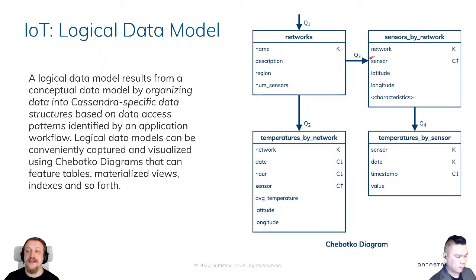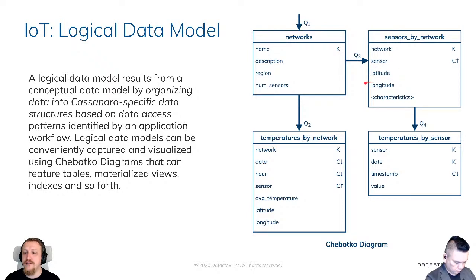Then we have here sensor, and sensor is a clustering column, and that's an important thing. Why do we need a sensor here? For two reasons. First of all, we need to ensure uniqueness. If we had only the network part of the key, then we would be able to have only one sensor per network. But the primary key needs to ensure uniqueness of the data, so we add the sensor here to have uniqueness. But it also defines a sorting order, so we may use that for some purposes.